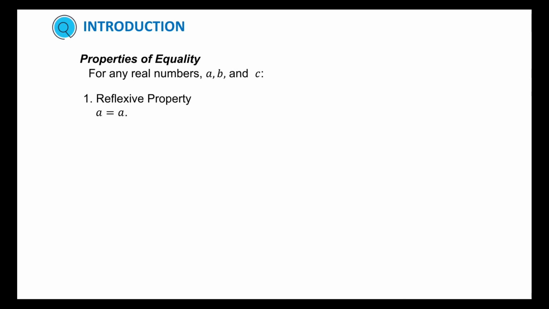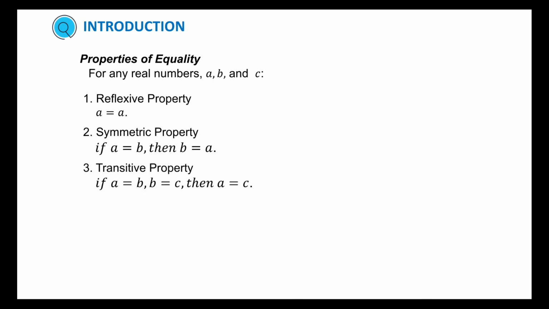Let's talk about the properties of equality. These properties will be used in solving linear equations. For any real numbers a, b, and c, the reflexive property states that a is equal to a, or it simply means that any real number is equal to itself. Next, we have the symmetric property, which states that if a equals b, then b equals a. The symmetric property allows us to switch the left and right side of the equation.